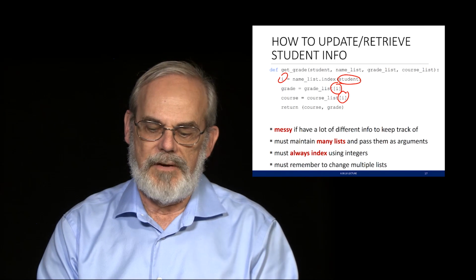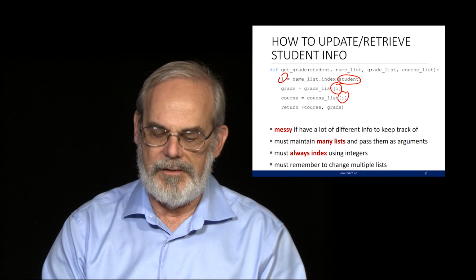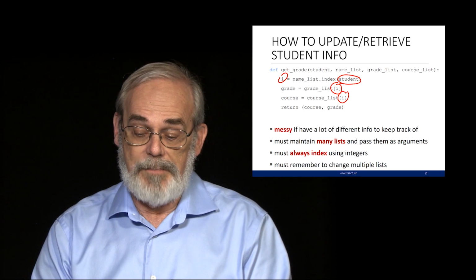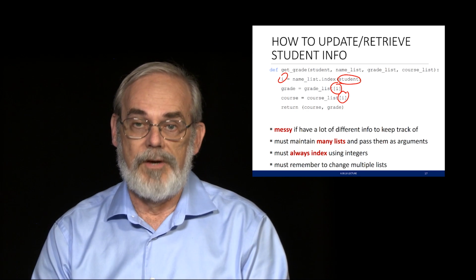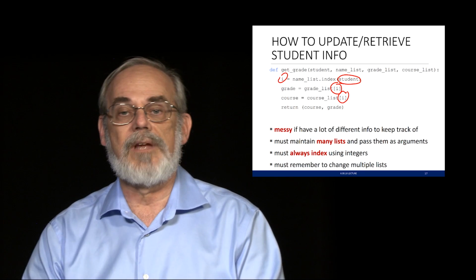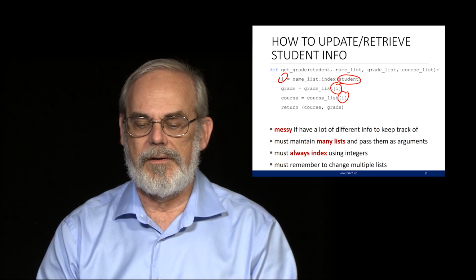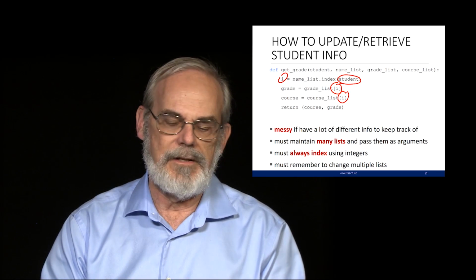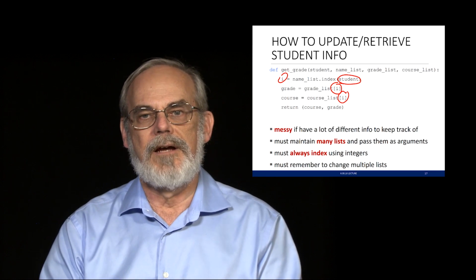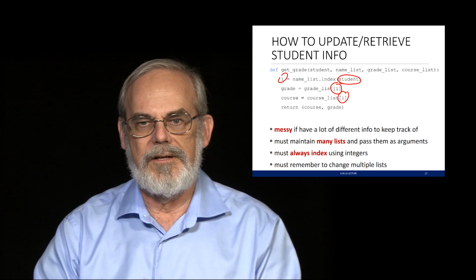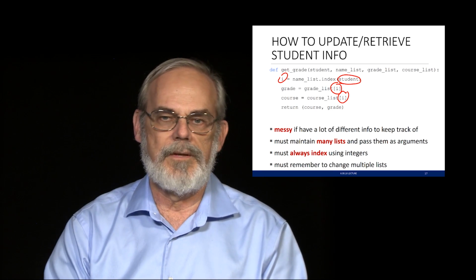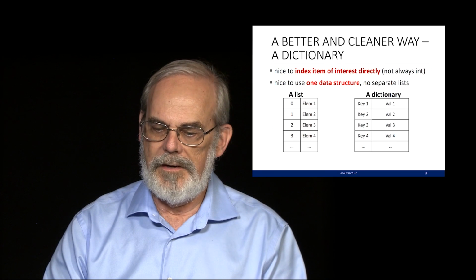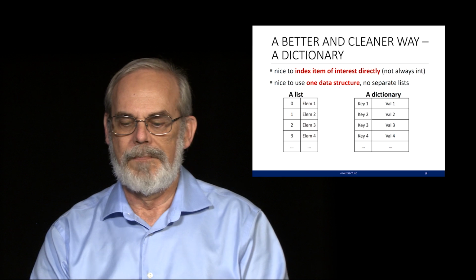Clearly this is messy if I've got a lot of different information I'm trying to track. I've got to maintain multiple lists, I've got to pass them in, and especially I've got to remember to change multiple lists. If I add something to one list, I've got to go make sure I add the right elements in all of the other lists. I could do it, but it's not handy. It's really inconvenient. I'd like another way of being able to do that idea of finding things associated with a particular entry in a structure. And that's where a dictionary is going to come in.